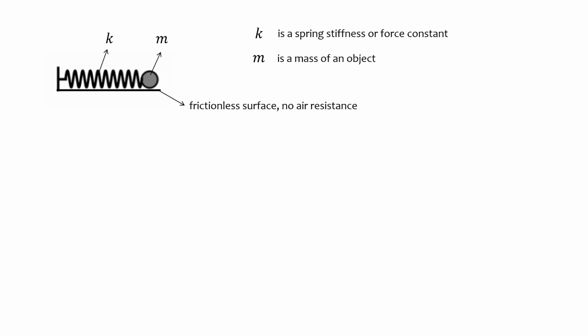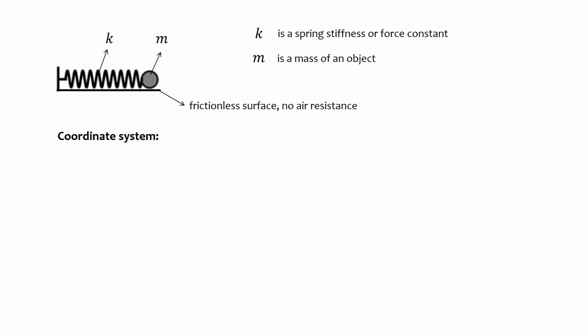The system is characterized by two key parameters: the constant k, which is also called the stiffness of the spring or the force constant, and the mass m of the object attached to the spring. Because there is no damping in the system, we will consider that the surface is frictionless and there is no air resistance.